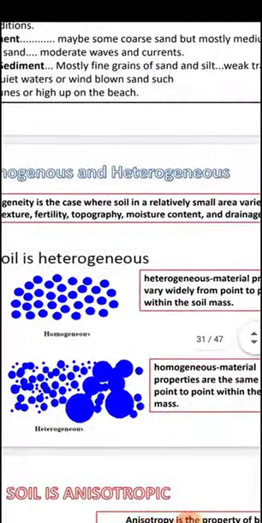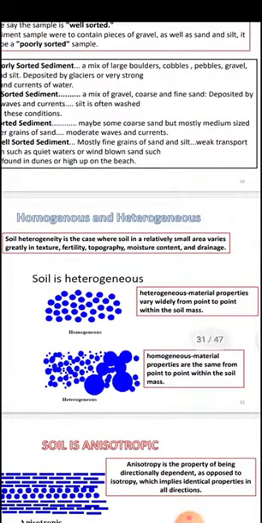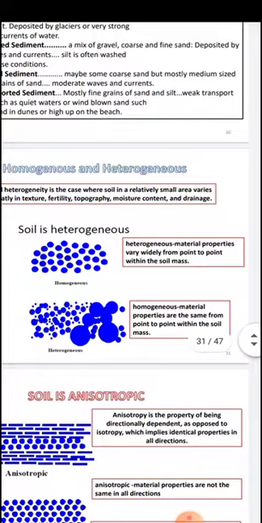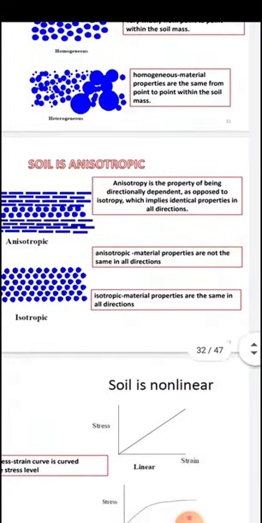So homogeneous and heterogeneous is another category. In heterogeneous soil, material properties vary widely from point to point within the soil mass. In homogeneous soil, material properties are the same from point to point within the soil mass. So what are the properties? Normally physical properties are considered in this, like density, like permeability. If these are changing, then it is a heterogeneous soil mixture, and if they are not changing, then it will be declared as homogeneous.